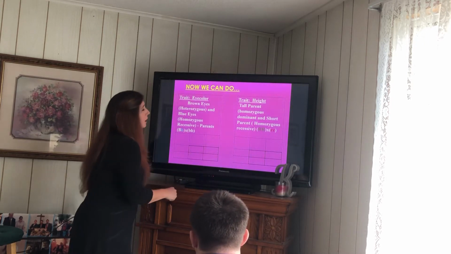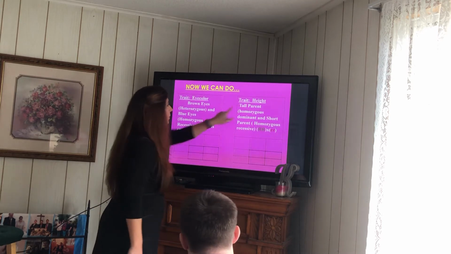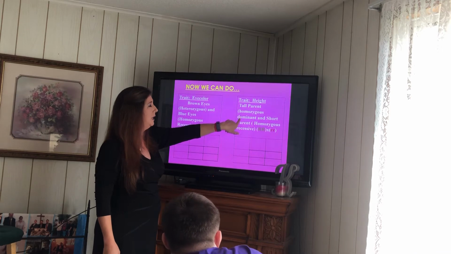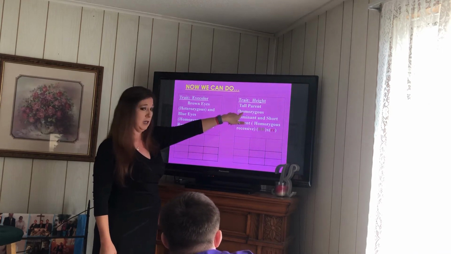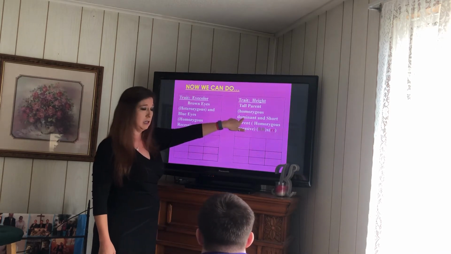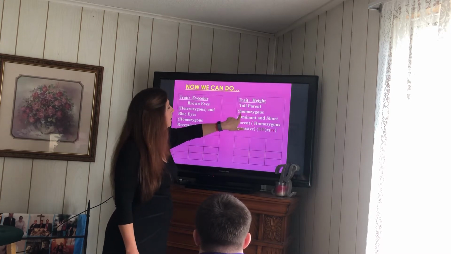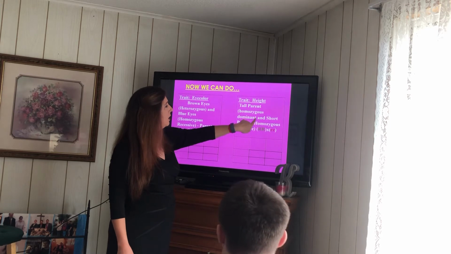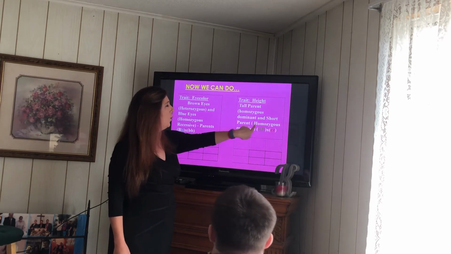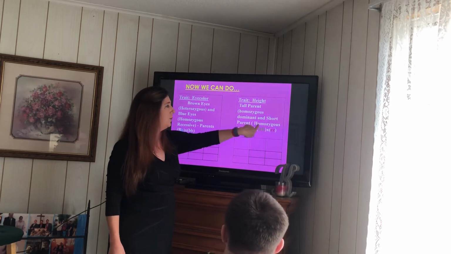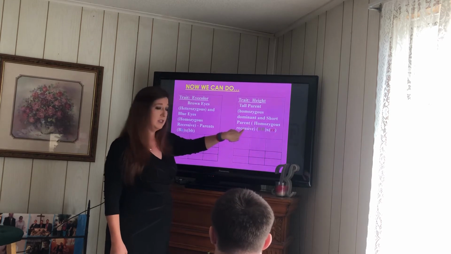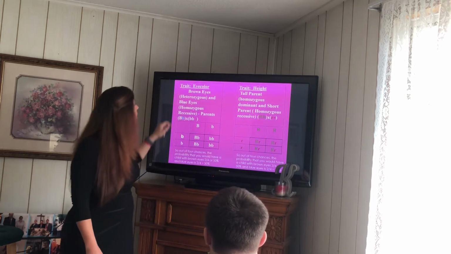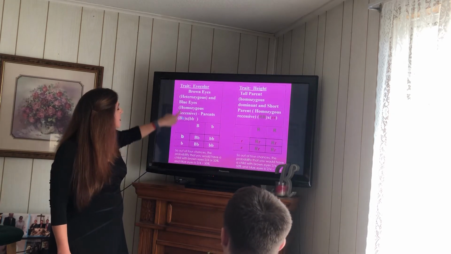On our next trait, it's going to be height for a tall parent, and it's going to be homozygous dominant. Homo means same. Dominant means big letters. So what are the letters going to be? Big T, big T. And a short parent, which is homozygous recessive. Homo means same. Recessive means lowercase t. So let's see if we were correct.